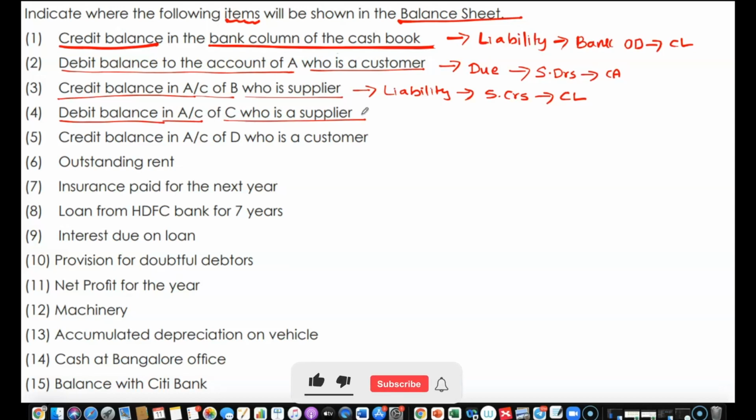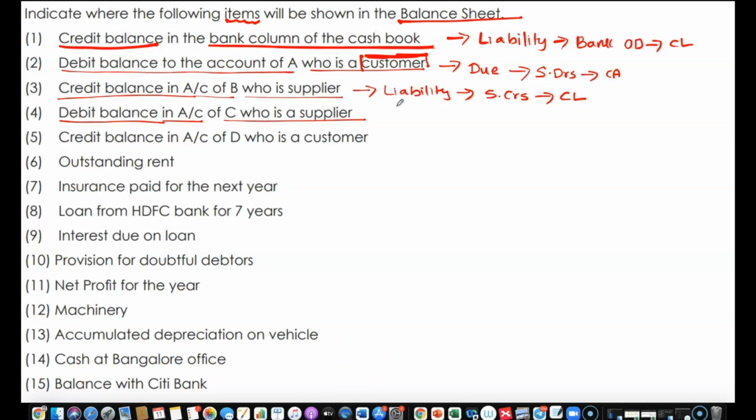Next, debit balance in the account of C, who is a supplier. Now this is different when compared with the second item. The second item is a debit balance in the account of A, who is a customer, whereas here it is a debit balance in the account of C, who is a supplier.